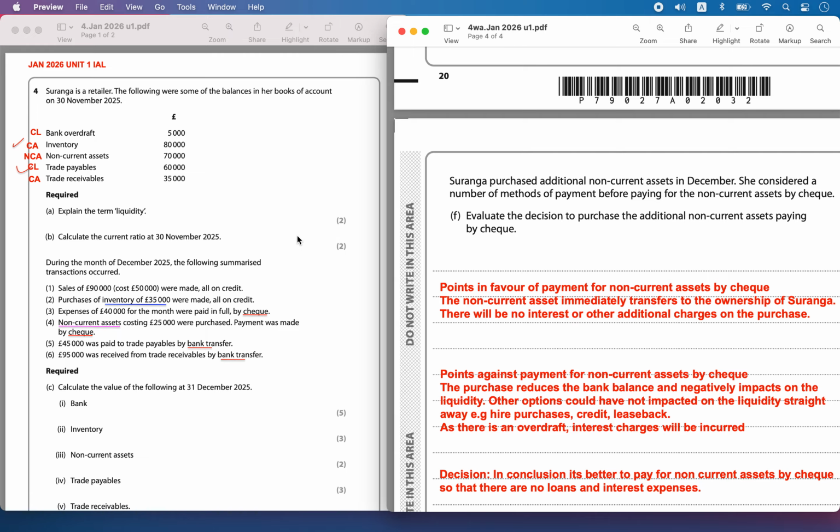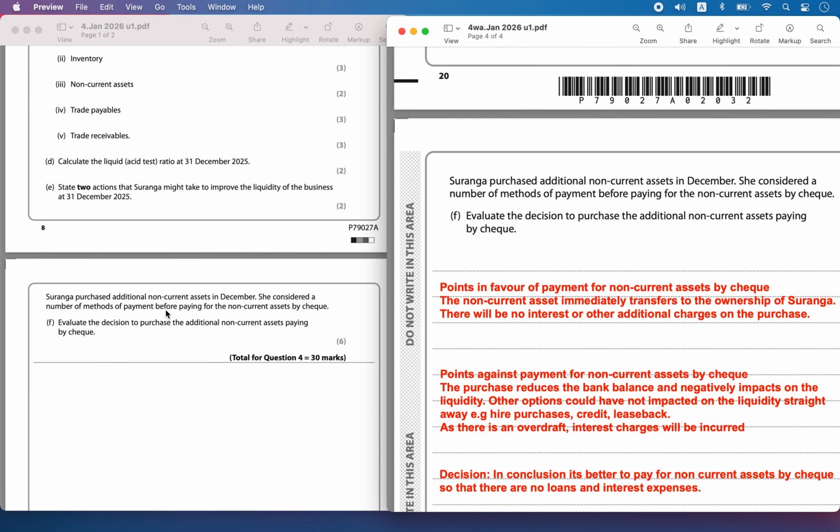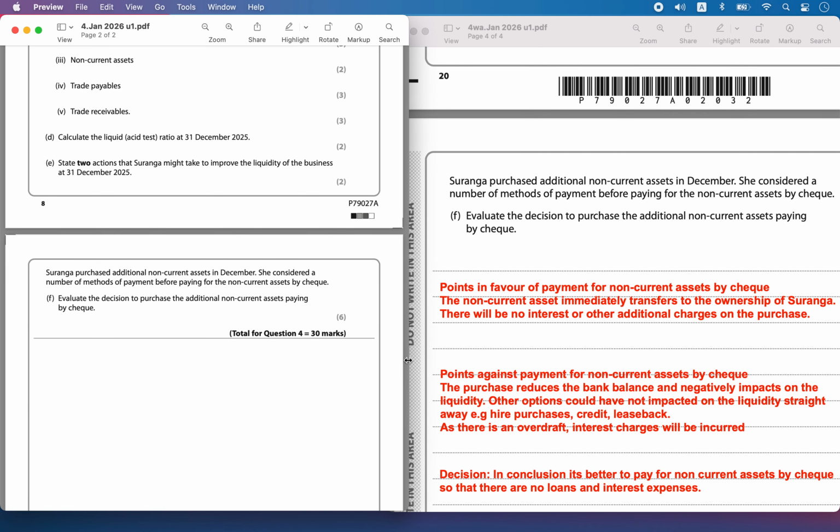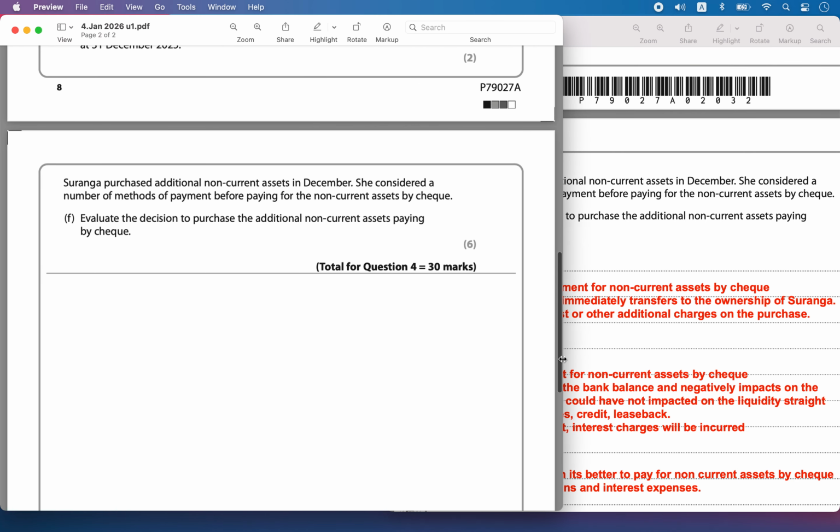Hello, today we are solving Jan 2026 Unit 1 IAL paper question number 4. Okay, part F of the question we are trying to solve.